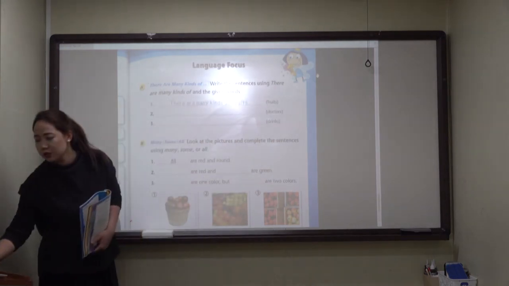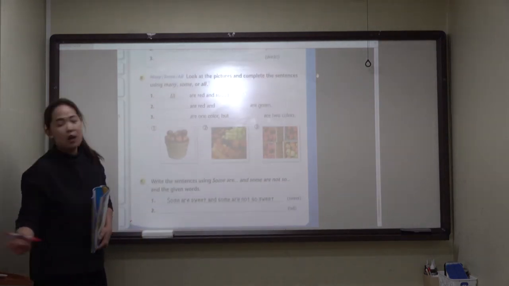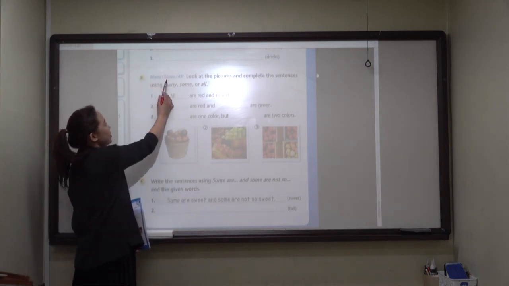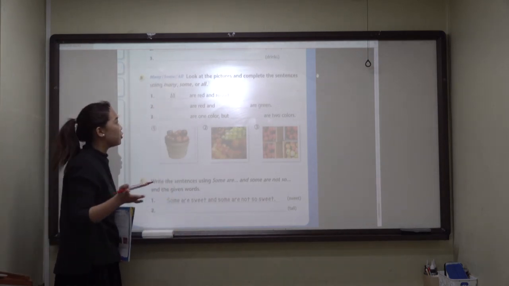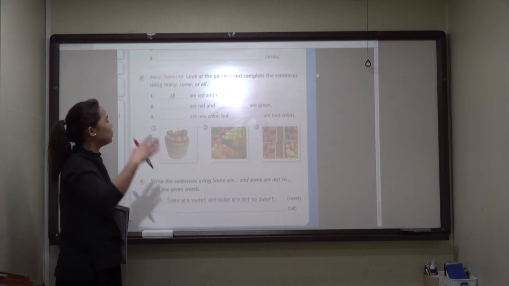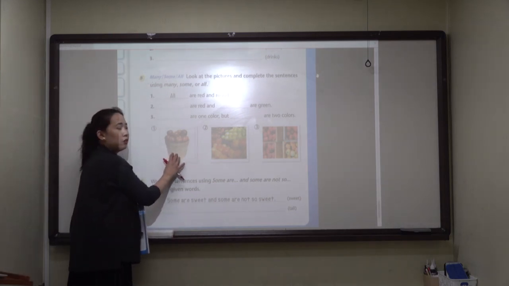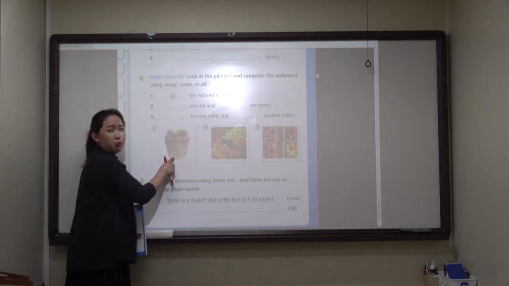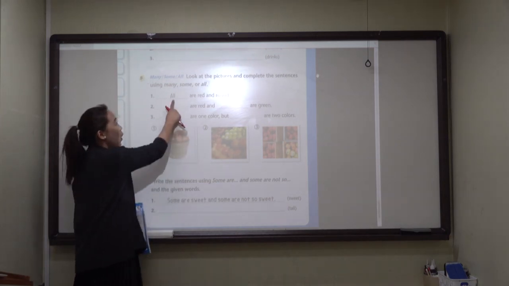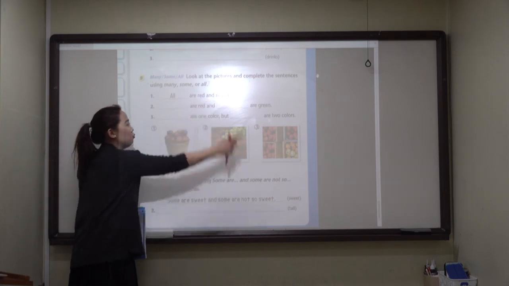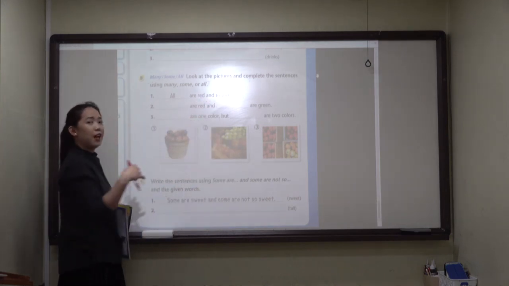All right. And now let's go to letter B, using many, some, and all. Look at the pictures and complete the sentences using many, some, or all. All right, now here you look at the picture. All right, everything is red, right? So you say, all are red and round.